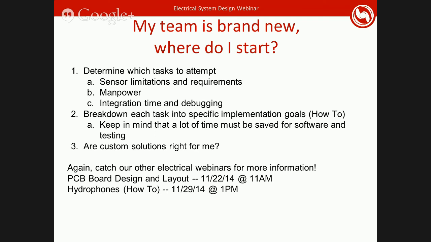And then third, building off of that, are custom solutions right for me? We do not use custom solutions for everything. It's a very large system to integrate. So making sure that all the pieces are working properly, and really choosing which parts you want to make custom and which parts you're fine getting off the shelf.